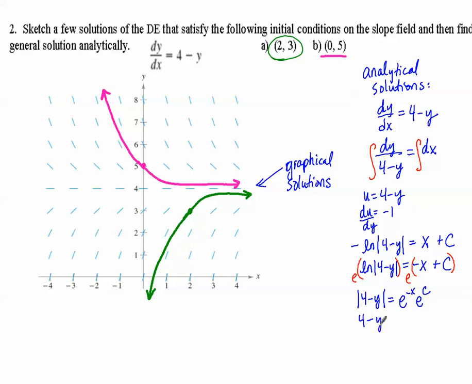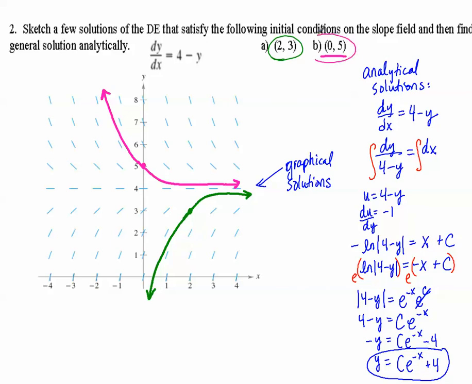Now I'm going to get rid of my absolute values and let the plus or minus get absorbed in the e to the c. So this I'm going to call just c, and then e to the negative x. Subtract 4, and then multiply again by negative 1. Again, my c is just absorbing those constants. So here's an analytical solution, an exponential function, e to the negative x, but it's a negative x, so it is an exponential function of decay.